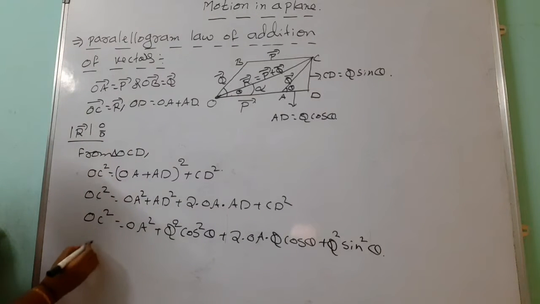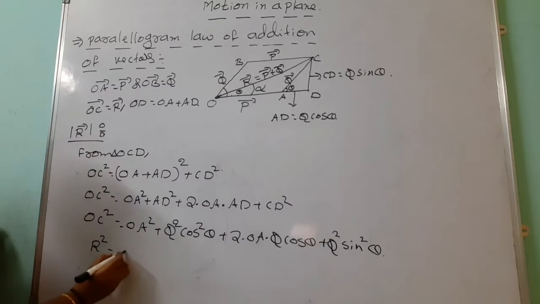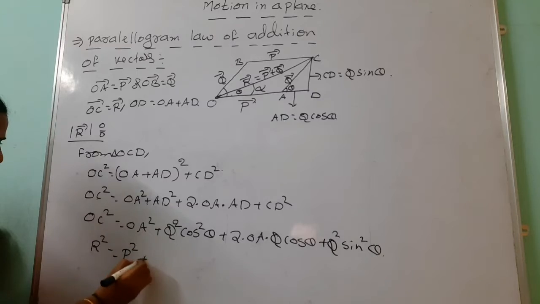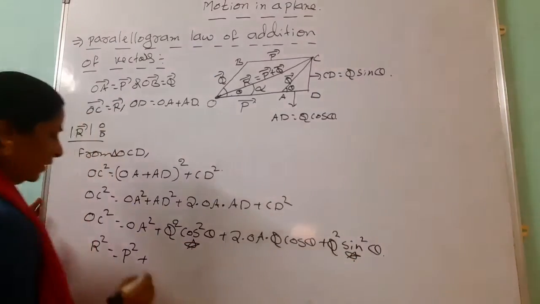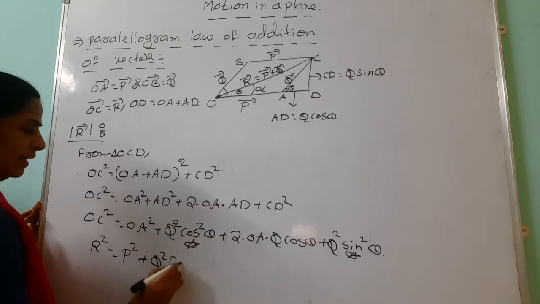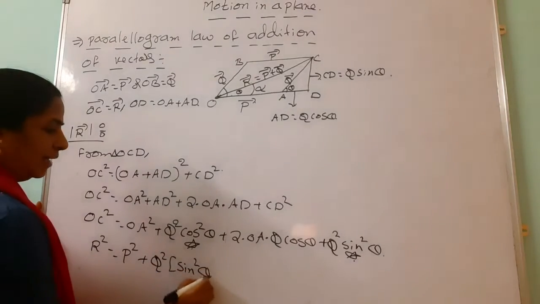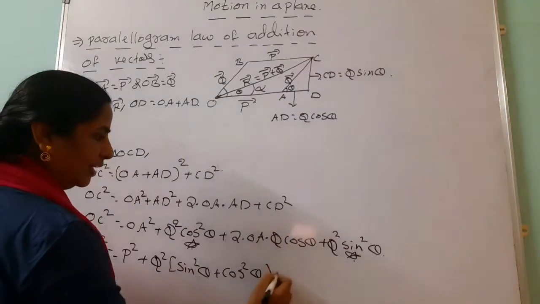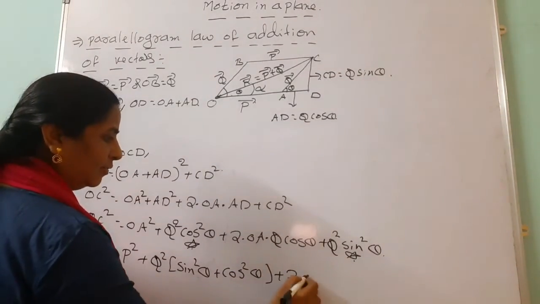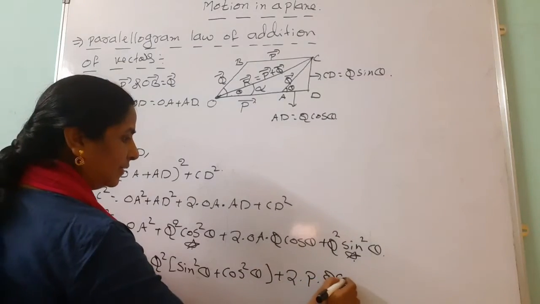Then instead of OC square we are taking R square. This is the P square, and look here at these two star marks. In these two, which is common? Q square is the common. We can write it as sin square theta plus cos square theta. So these two are over, remaining is plus, instead of OA, P Q cos theta.